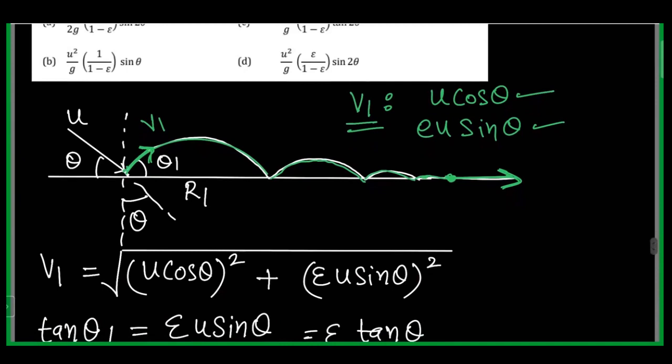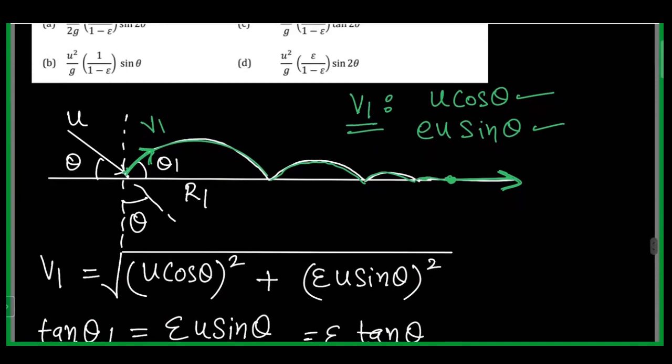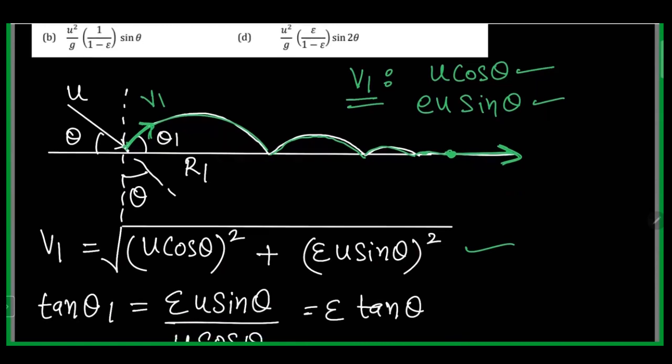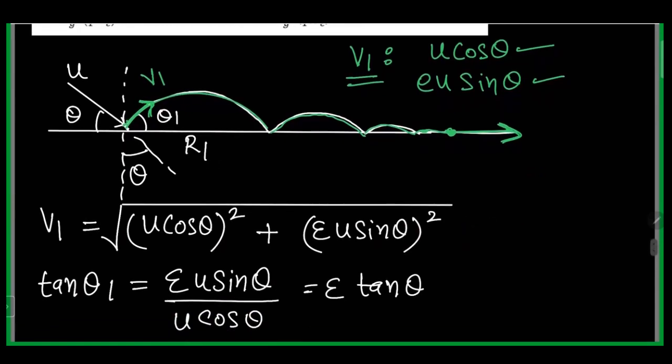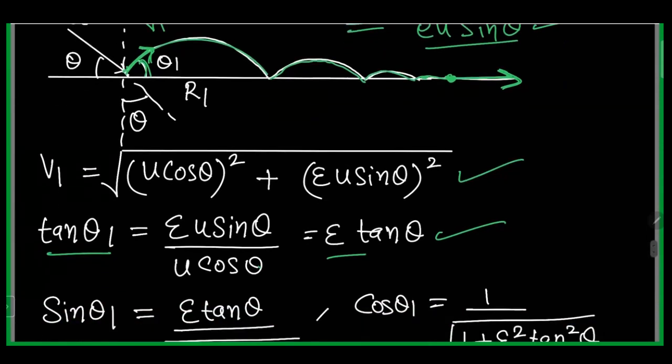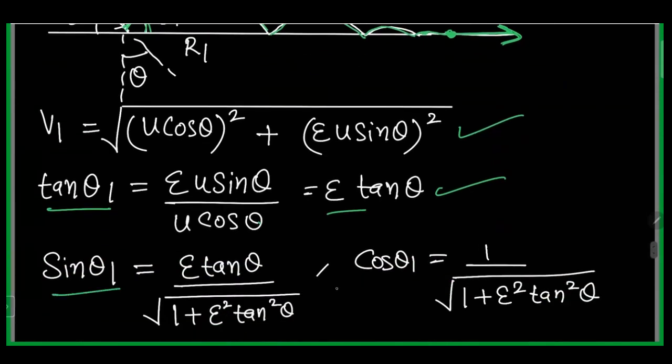Now, what next? If we know this, what is the velocity? It is again vx squared plus vy squared. So this is your velocity after collision. If you know the velocity, what about the angle? As I said, tan theta 1 is vy by vx, where vy is eu sin theta, which is epsilon u sin theta divided by u cos theta. It will be epsilon tan theta. So tan theta 1 is epsilon tan theta. Again, I will do the same thing. If you know tan, then you can find sine and cos.